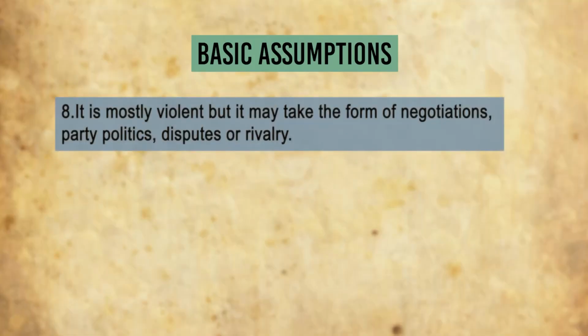Next, it is mostly violent, as we have said, but it may take the form of negotiations, party politics, disputes, or rivalry. Now, these are non-violent means that is also being taken into account when we are talking about conflict. Mostly it does involve violence, but there are also ways and forms of negotiation, forms of rivalry being settled, disputes being settled without a very passionate, violent kind of action.